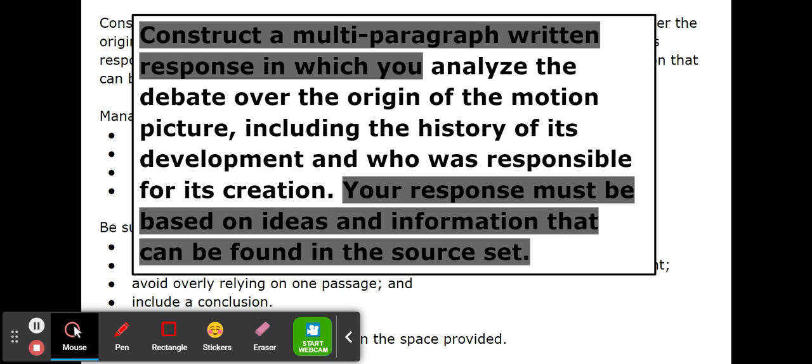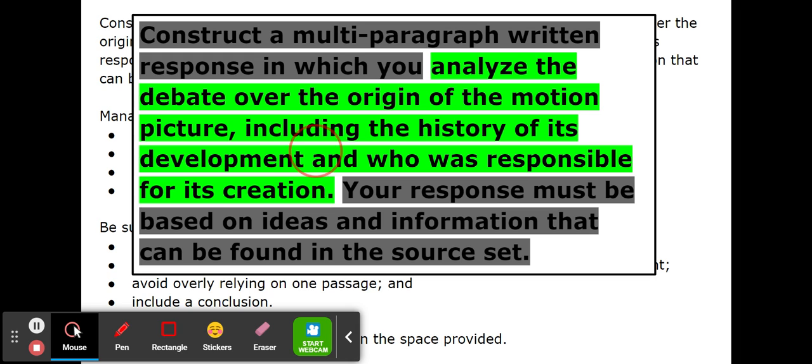No, we already know that stuff. So what's left? This, starting with the performance verb analyze, tells us what our prompt is. Analyze the debate over the origin of the motion picture. That's what your 2 text sets were about. The origin of the motion picture, including the history of its development and who was responsible for its creation. The word analyze tells you that you are going to be writing an informative piece.